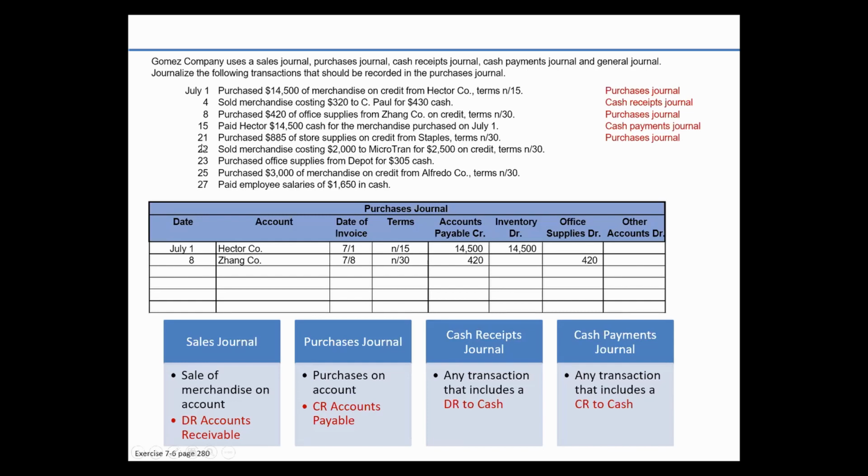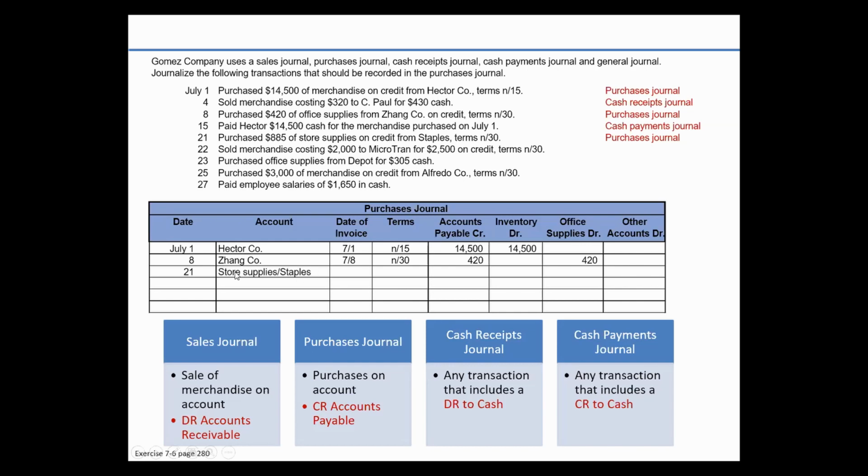Now, on July the 21st, we purchased $885 of store supplies on account from Staples, terms of net 30. So again, we did it on account from them on credit. So it would be part of the purchase journal. So July the 21st, store supplies, Staples.